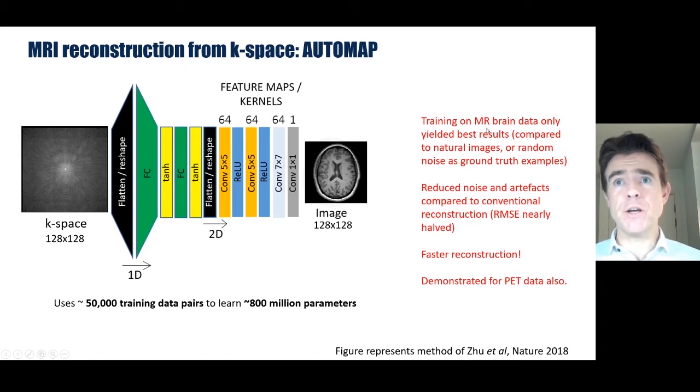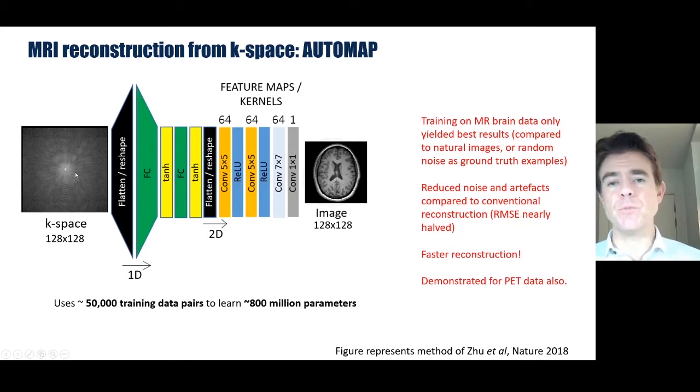They did try out training on brain data only, and that delivered the best results because obviously this network ends up learning the manifold of the T1 weighted brain images. But to be more general, to improve generalization, they also tested on training on natural images and even on random noise examples, which would be the most general case. But of course the best results were for when they trained on the brain data. So they reported reduced noise and reduced artifacts compared to conventional reconstruction, and the RMSE was almost halved, in fact, compared to regular reconstruction from undersampled data.